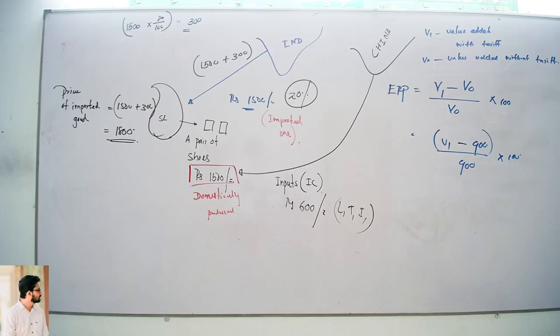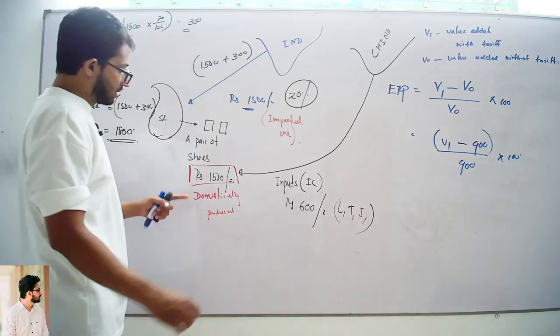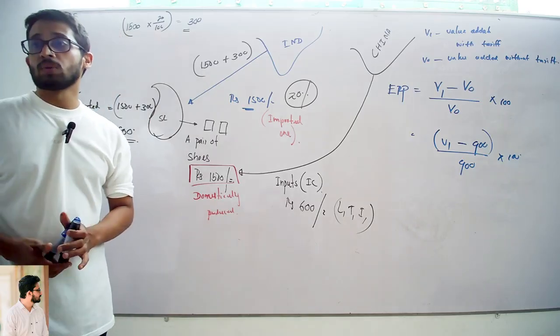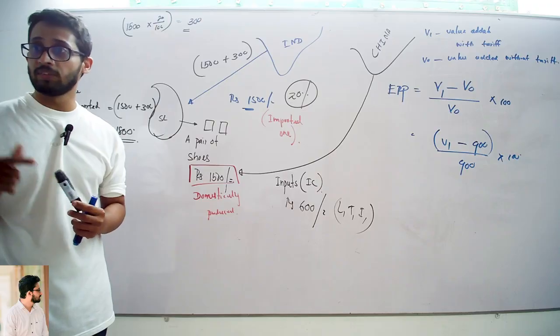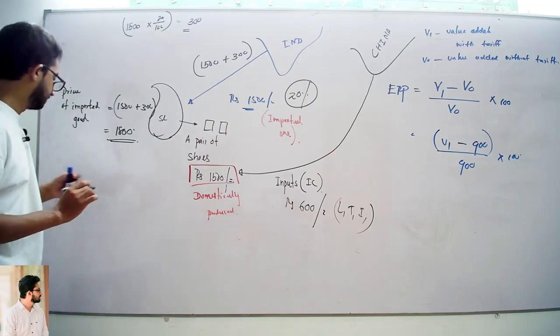Okay, so domestic producers will sell at the same price that the imported product is sold. So now, the price of a domestic pair of shoes would be 1,800, not 1,500. Now, I want you to calculate the value added after the tariff. How to calculate value added?